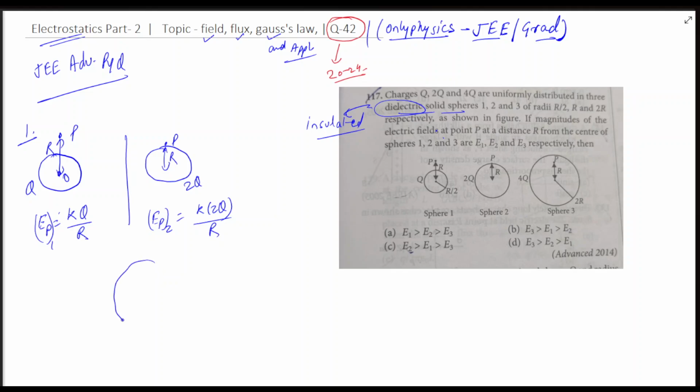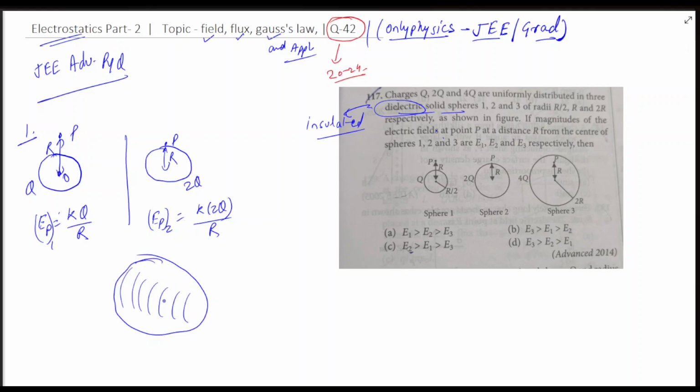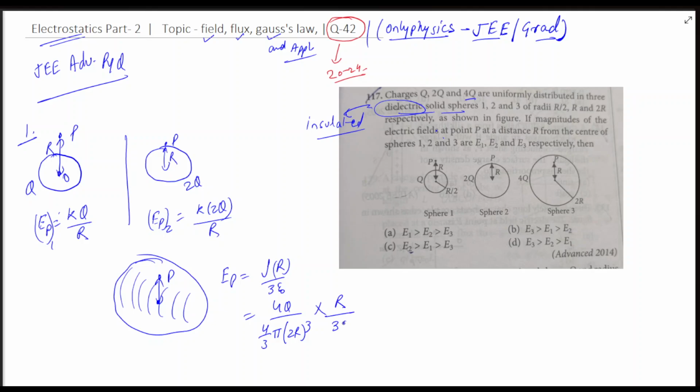Now for the third sphere, as the charge is given throughout the volume and we are considering a point inside the sphere, the electric field at point P will be rho r upon 3 epsilon naught. Now what will rho be? The charge given is 4q, divided by the volume 4 by 3 pi R cube. What will R be? R will be 2r, so 2r cube, into r divided by 3 epsilon naught.